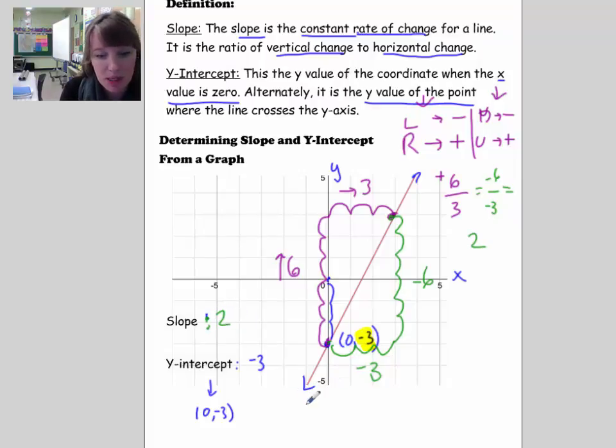Now that makes sense because as I read the line going in this direction from left to right, the line is increasing, so it makes sense that it has a positive slope. Slopes that are positive mean that the lines are increasing as you go from left to right, which is the way that we read these. So as the x increases, y also increases. That means that the slope is positive.